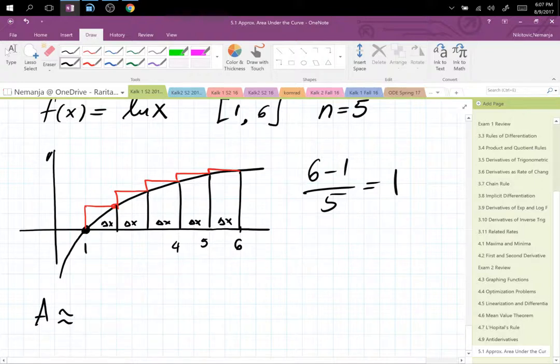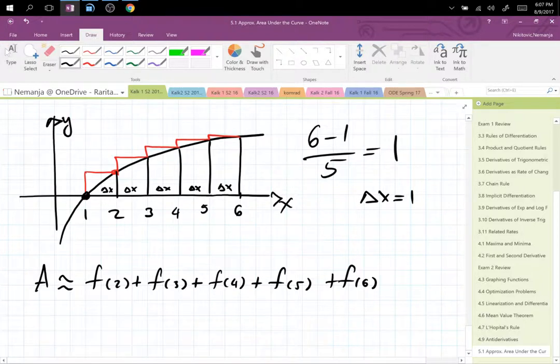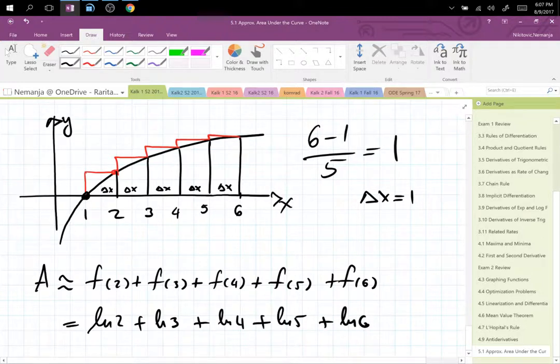Area is approximated by delta x, which is 1, so we can completely ignore it. It's just f of 2 plus f of 3 plus f of 4 plus f of 5 plus f of 6. 1, 2, 3, 4, 5 rectangles. Nice. Which is equal to ln2 plus ln3 plus ln4 plus ln5 plus ln6. And I'm going to put all of this in the calculator in one shot and just look at the 2 decimal. Yes? Okay, so do it that way.